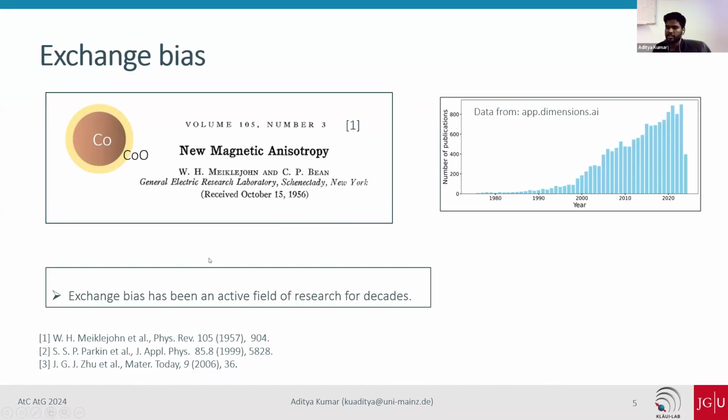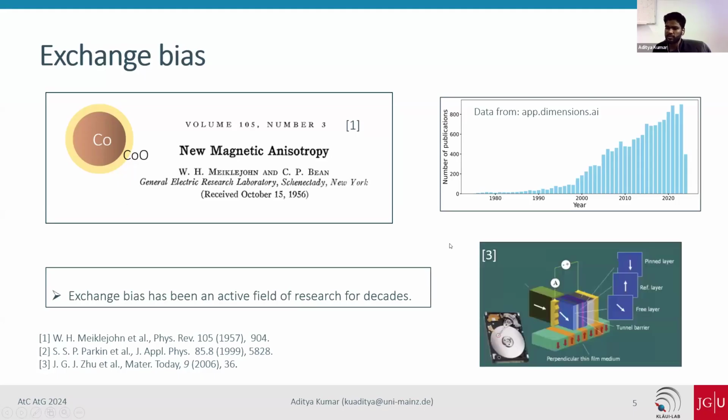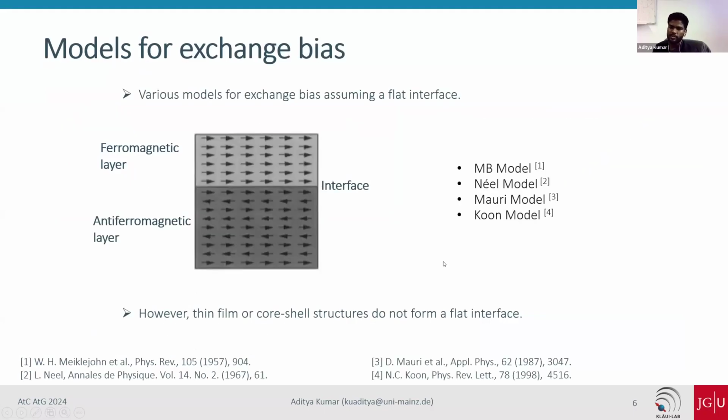The number of publications each year has been increasing, and the credit goes to the applications this field has found in memory devices. For instance, magnetic tunnel junctions have a reference layer which uses exchange bias to stabilize it. Even though this field of exchange bias is very established and has applications, the underlying mechanism is still not unambiguous.